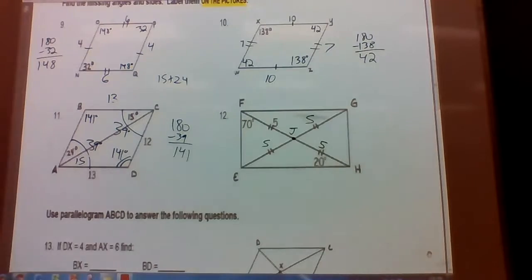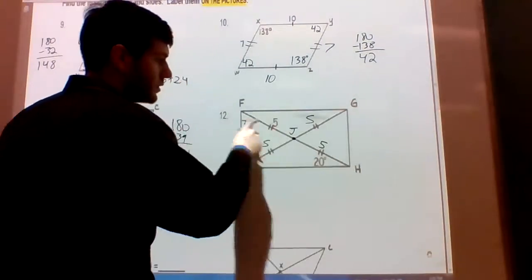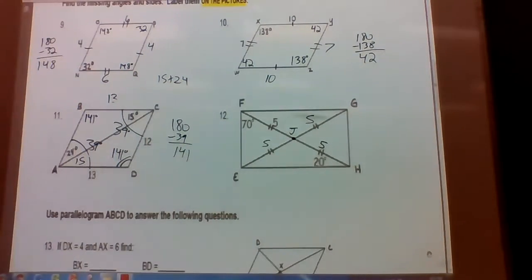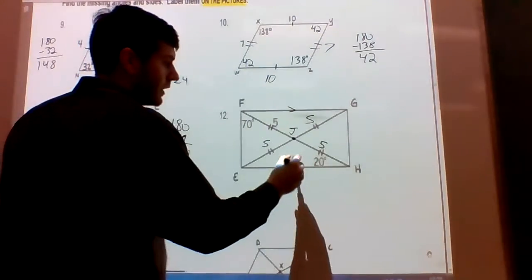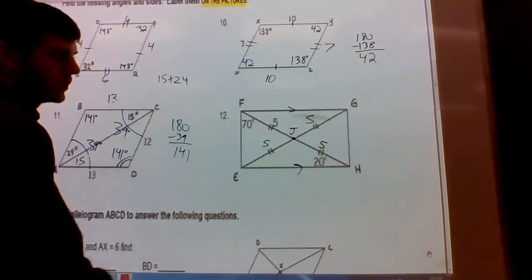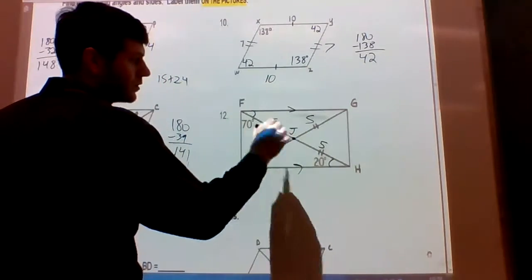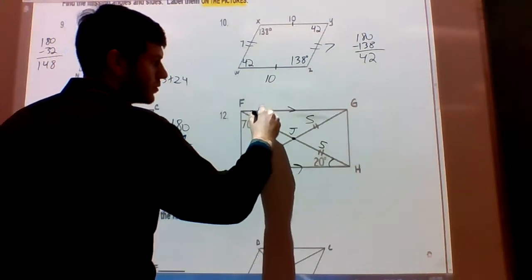What else can we figure out? Well, we know alternate interior angles. Right? We just talked about that one on number 11. So we know that FG is parallel to EH. So we know we have alternate interior angles. So if this is 20, this one is also going to be 20.